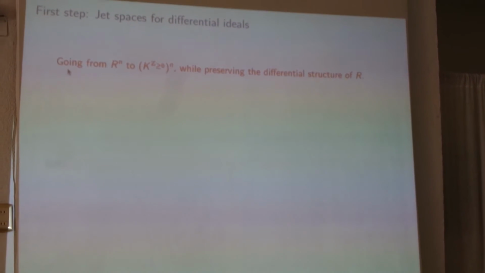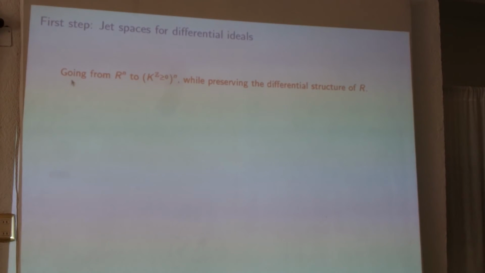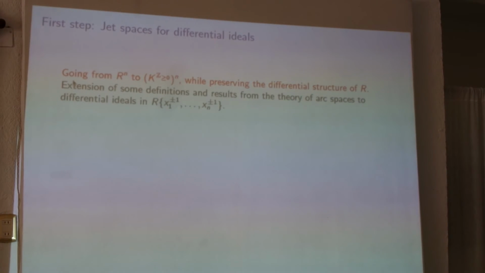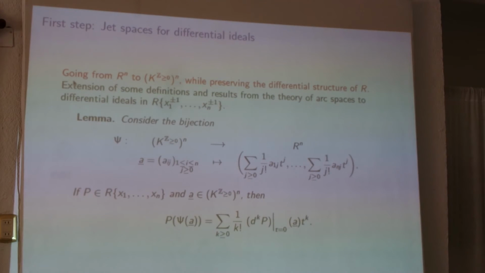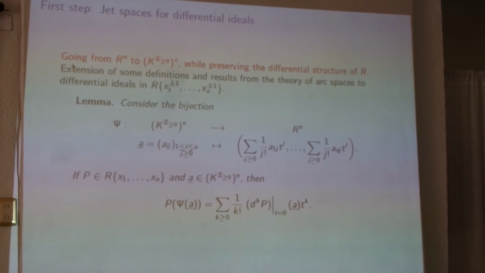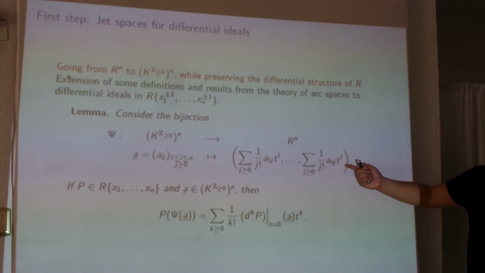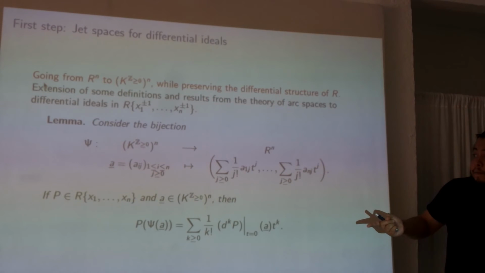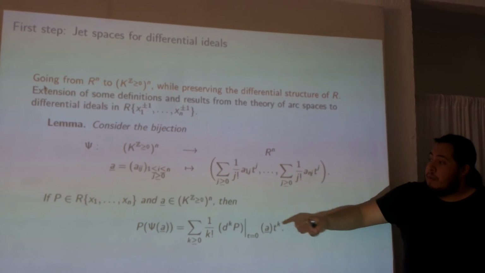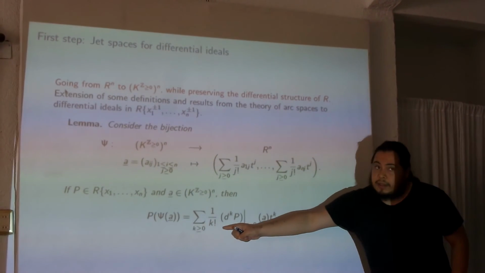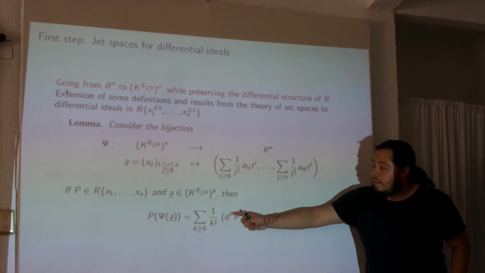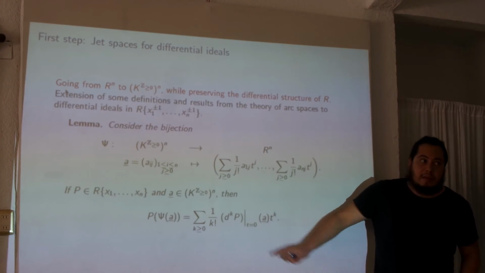So the first step: how can we go from Rn to this infinite affine space while preserving the differential structure? This has to do with some extension of definitions and results from the theory of arc spaces to differential ideals in this ring. And this is the key lemma. If we consider this bijection, just dividing, we will have to divide by j factorial here. Then, when we do this bijection and we evaluate in a differential polynomial, we obtain this expansion. This is a differential polynomial, and these are the successive derivatives of the polynomial evaluated at t equals 0.